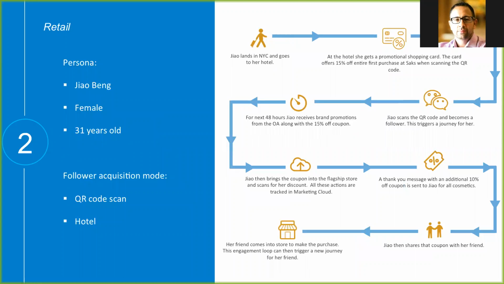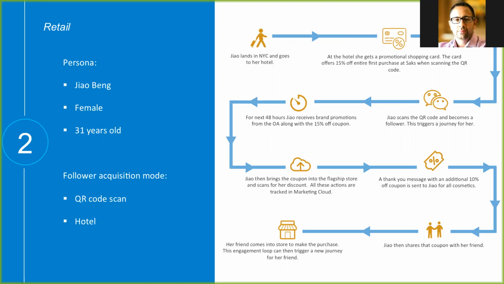I want to take you to another example. This is Zhao. Zhao's on a trip to New York. She's staying at a large hotel in New York City. And in that hotel, when she checks in, she sees a promotion sitting on her table to scan the QR code to follow the official account for Saks. If she does that, she gets 15% off her first purchase. It's a promotion going between the hotel and Saks property. Zhao scans that QR code.